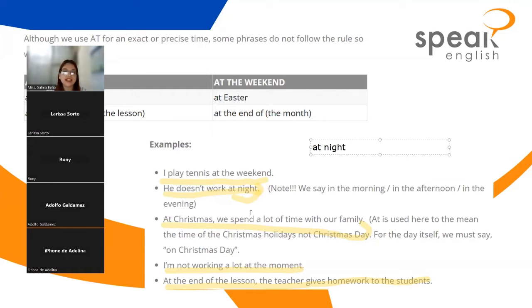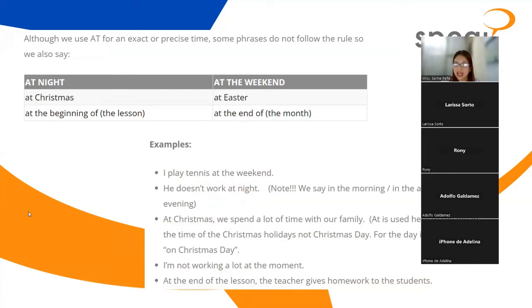Then, at Christmas, we spend a lot of time with our family. It's used to mean the time of the Christmas holiday, but not the day. It's just like the season, Christmas. You know that, for example, in our country, we celebrate Christmas in December. So you say, we will be there at Christmas. That is the whole celebration. But if we talk about the specific day, you use on Christmas, and you add day: on Christmas Day. That would be the difference. And also the other two examples, I am not working a lot at the moment. That is another one that should be specific. And at the end of, or at the beginning of, as I told you in the chart. So they are the exceptions when you use at. Remember, at is to talk about a specific, precise time.